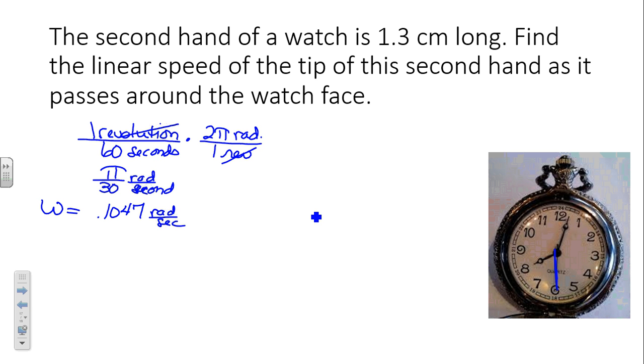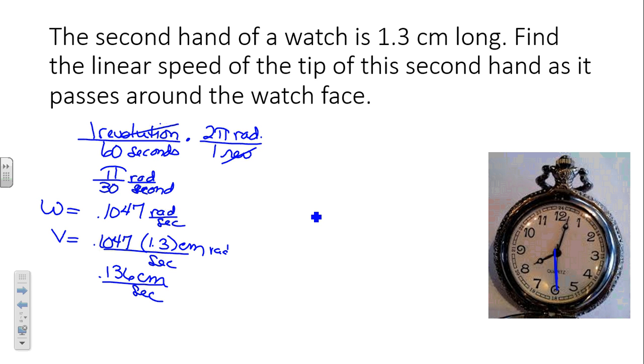That's our W. How do we get our linear velocity? Take it times the radius. So 0.1047, whatever's in your calculator, times 1.3 centimeters. We take that times 1.3, we get 0.136 something. Okay, that makes sense to everyone? And then we could also convert that to a minute and so forth, but that's what we're doing. So far so good.